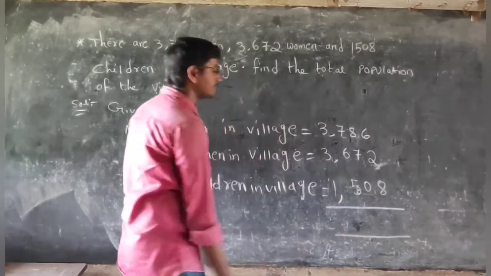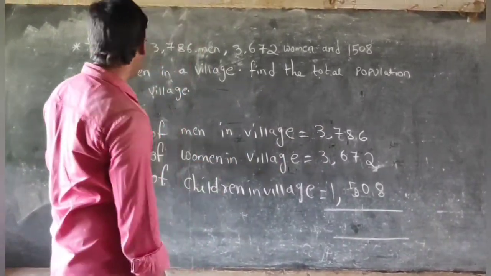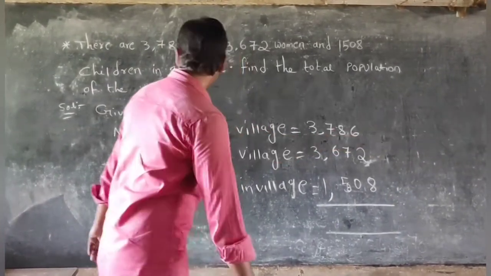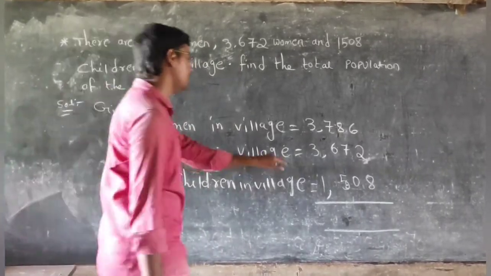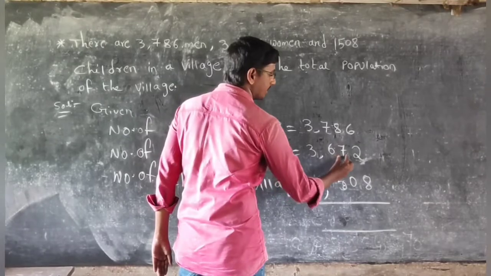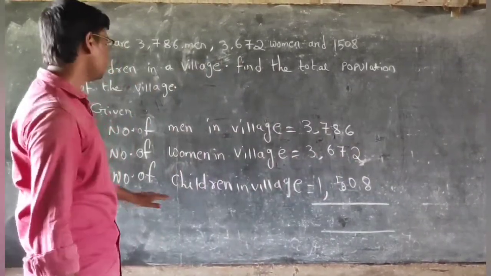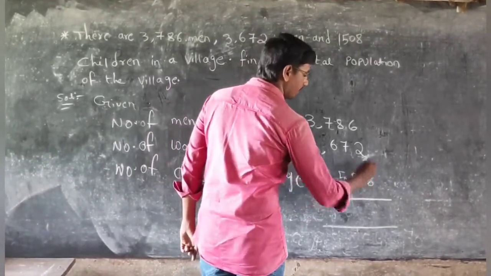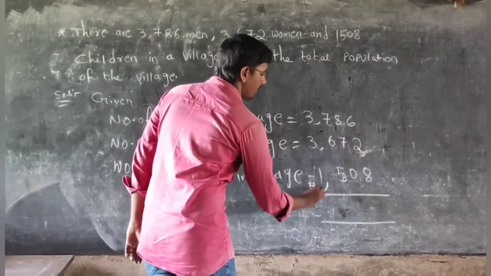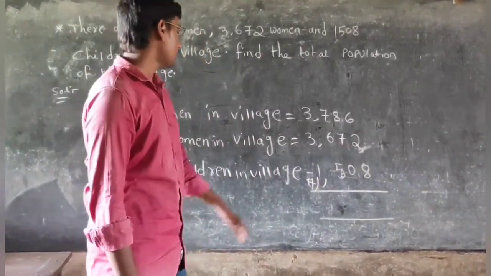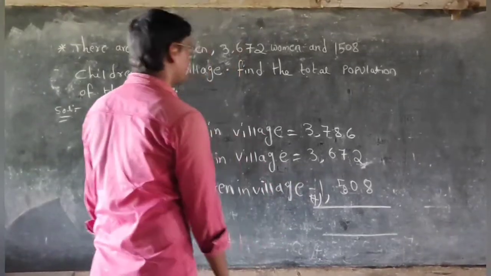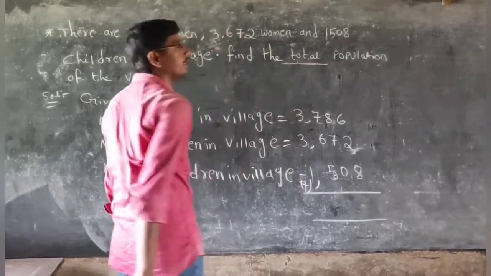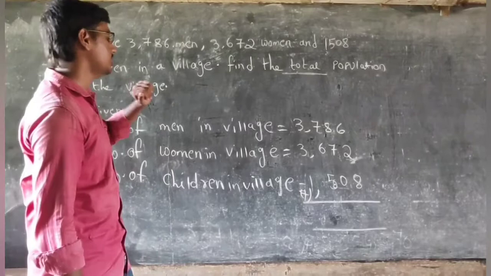Okay, students, how many addends are there? 3 addends. One is the number of men in the village, that is 3,786. The second one is the number of women in the village, 3,672. Third one, the number of children in the village is 1,508. Okay, how can we know this problem is solved based upon addition? Here the condition is find the total. Total is the keyword to do addition. Okay, students.